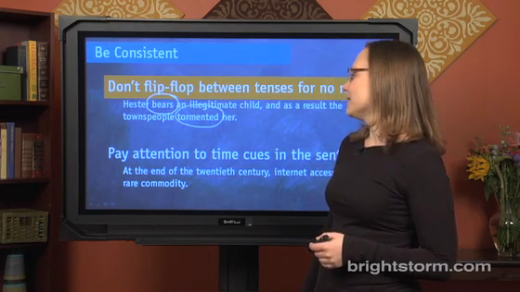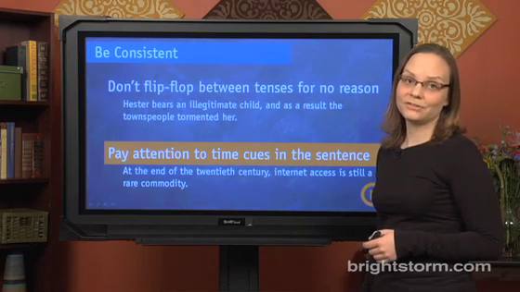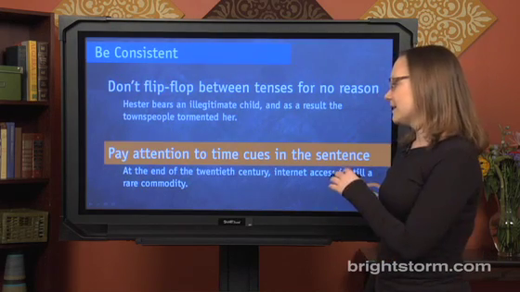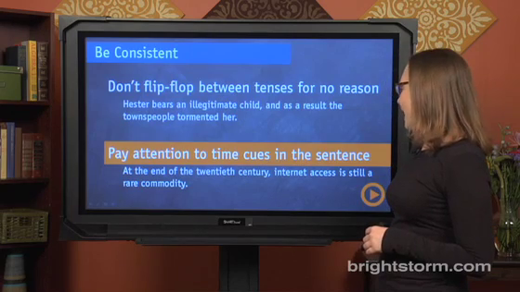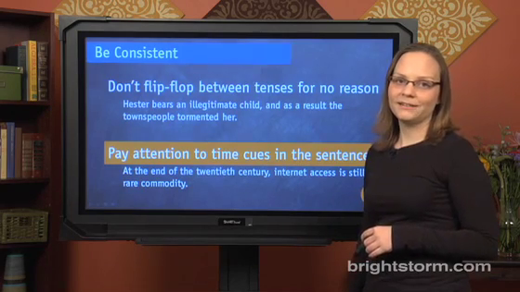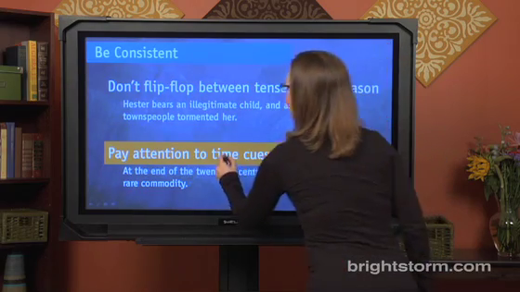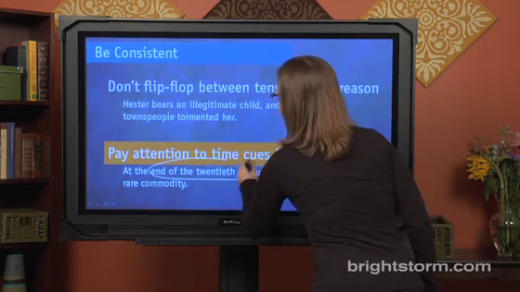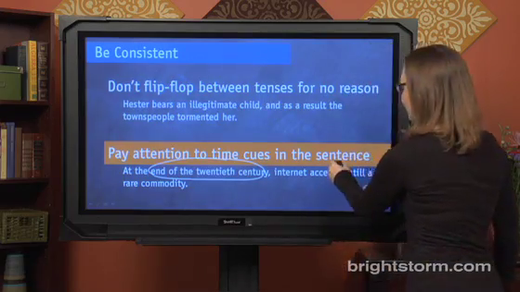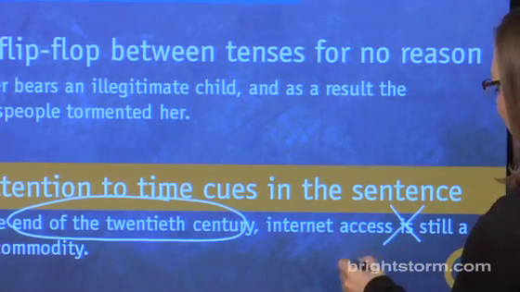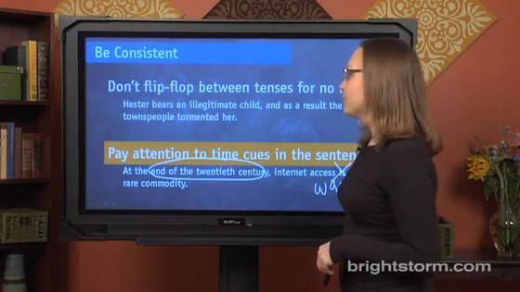The other rule about being consistent is that you need to pay attention to the time cues that appear in your sentence. So for instance, this sentence is not okay. At the end of the 20th century, internet access is still a rare commodity. Now, if you're not paying attention, it's easy to miss, but the end of the 20th century is the late 1900s, so that's in the past, which means we have to use past tense and say internet access was still a rare commodity. So in brief, be consistent.